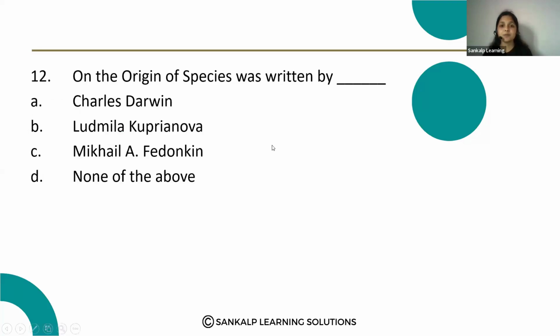On the Origin of Species was written by Charles Darwin, Lyudmila Kuprionova, Mikhaila A. Fedonkin, or none of these. The remaining scientists are wrong. The correct option is Charles Darwin. The Origin of Species was written by Charles Darwin.